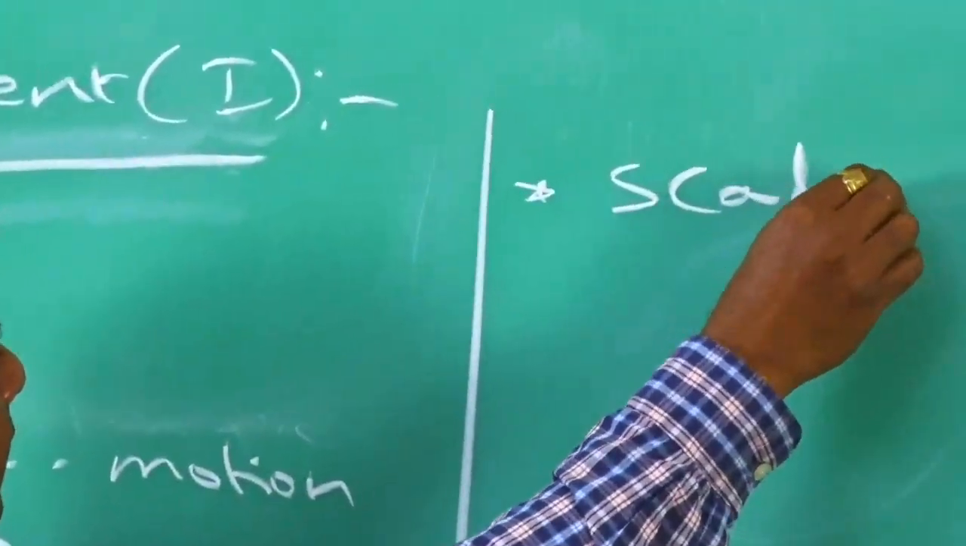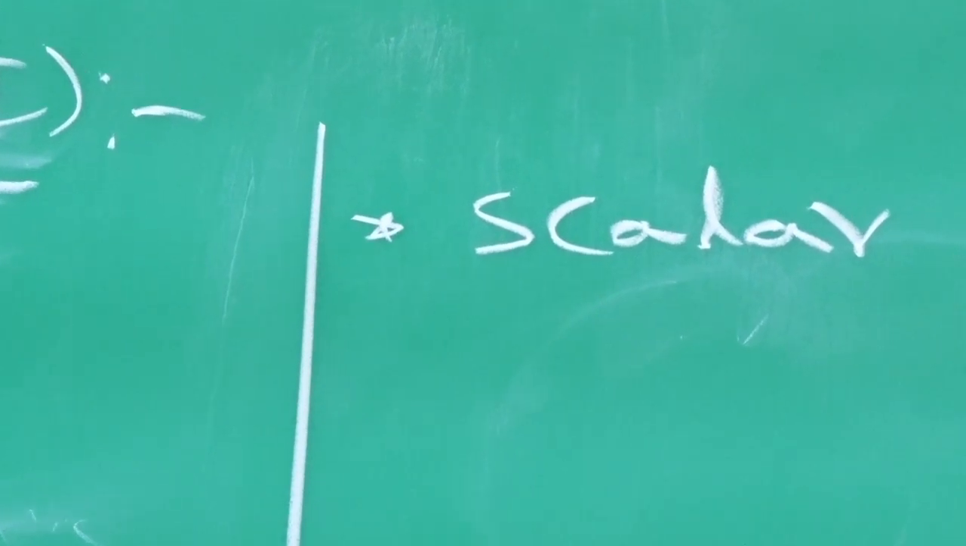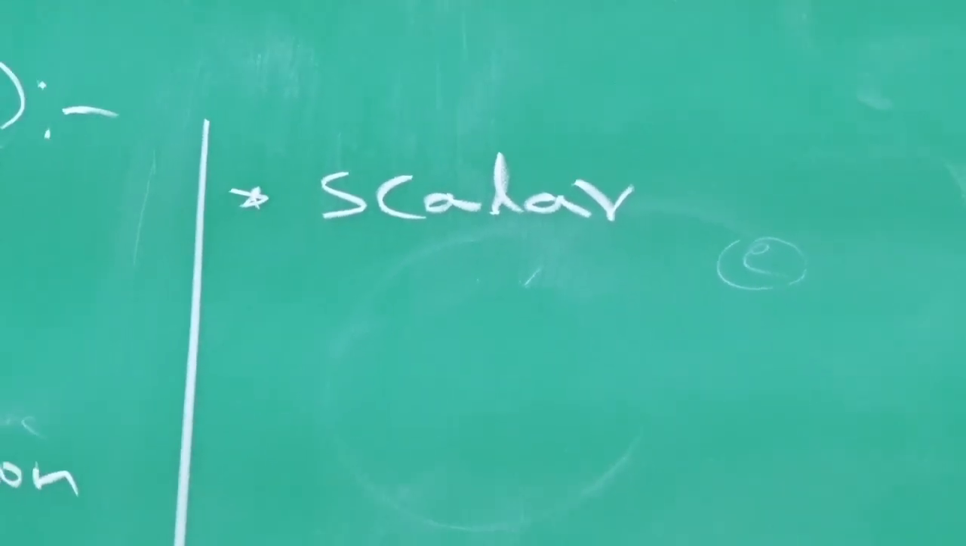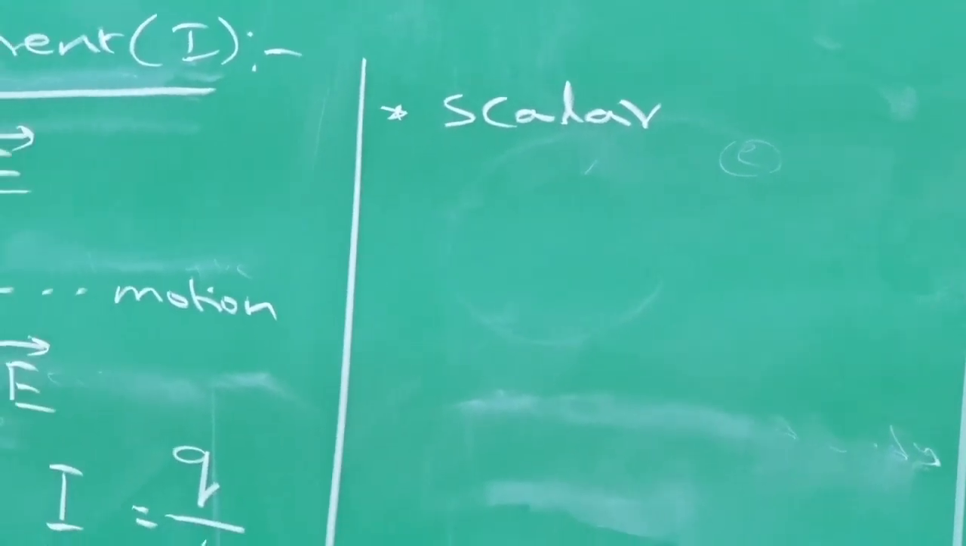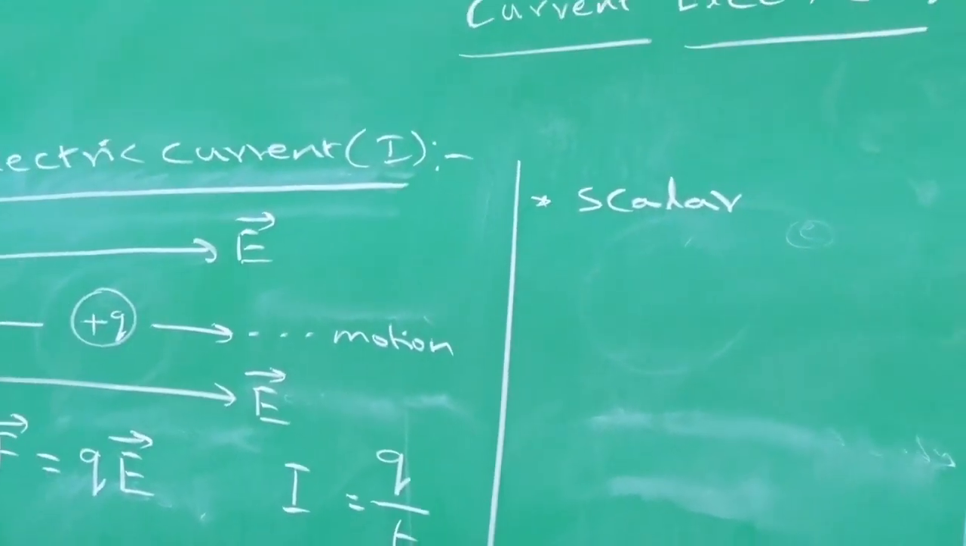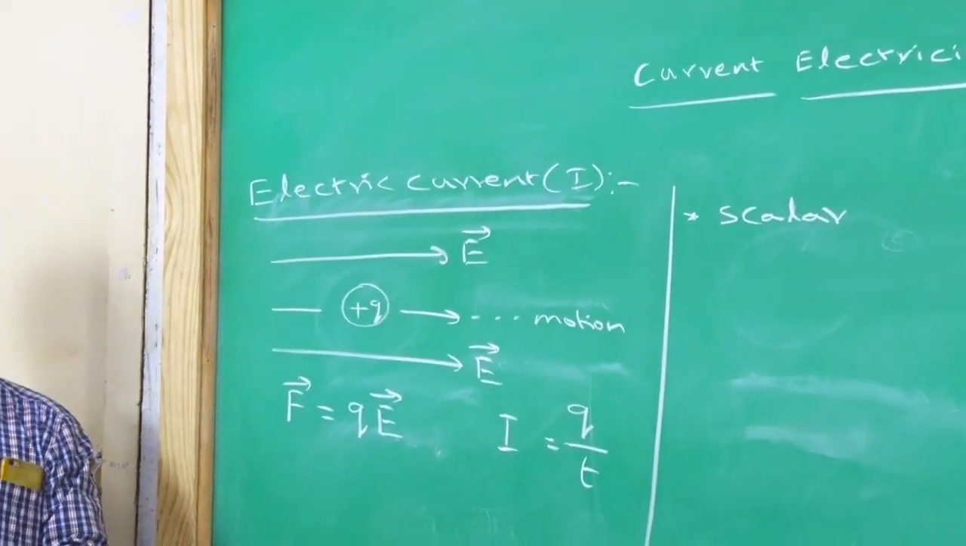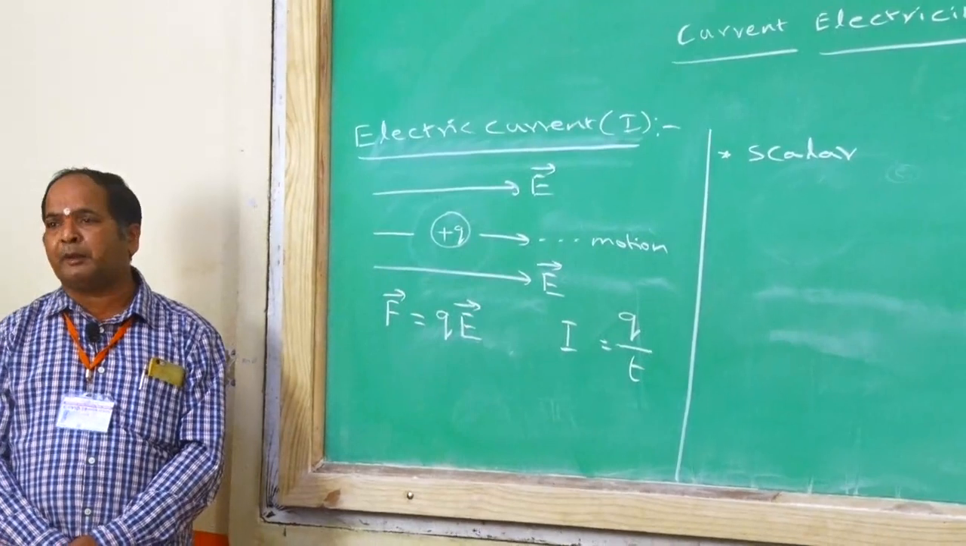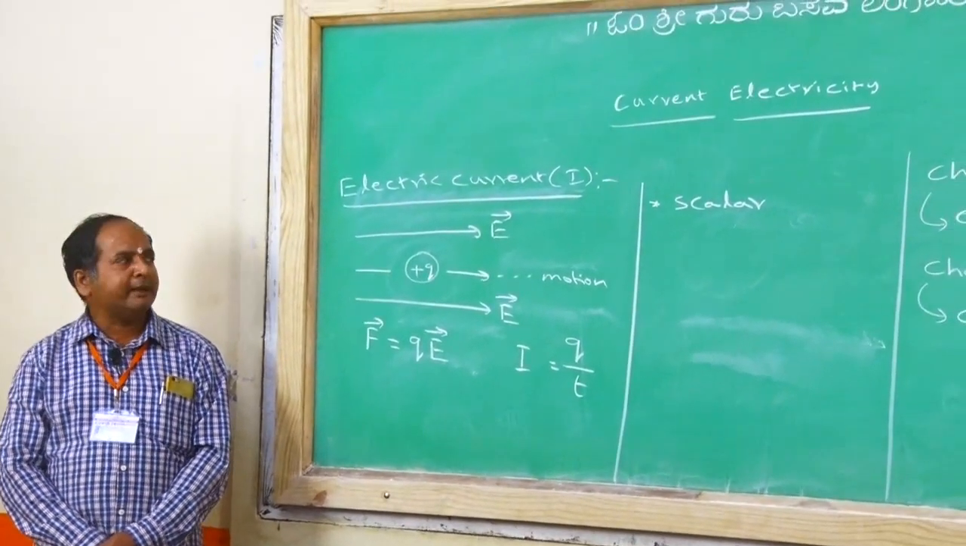This electric current is a scalar quantity. Scalar quantity means that electric current does not obey the laws of vectors. When electric current is adding at a point or dividing at a point, it does not depend upon the angle between the components.